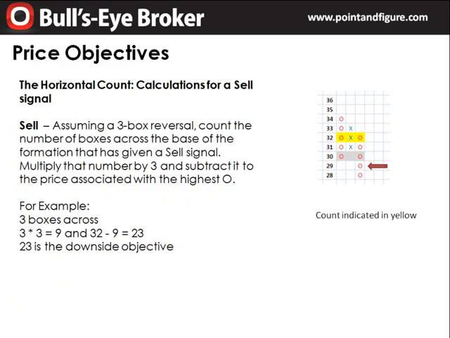Now let's review the horizontal count and show how to determine the calculation for a sell signal. Assuming a 3-box reversal, count the number of boxes across the base of the formation that is given a sell signal. Multiply that number by 3 and subtract it from the price associated with the highest O. For example, 3 boxes across, 3 times 3 equals 9, and 32 minus 9 is 23. 23 is the downside objective.